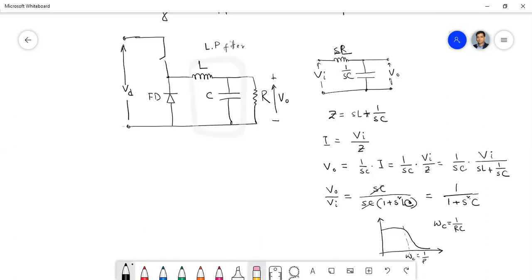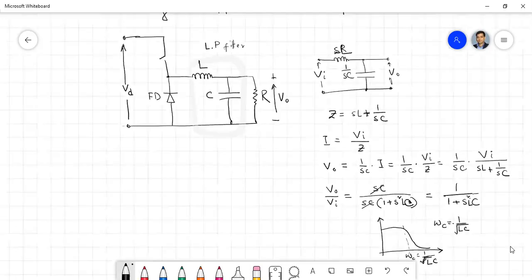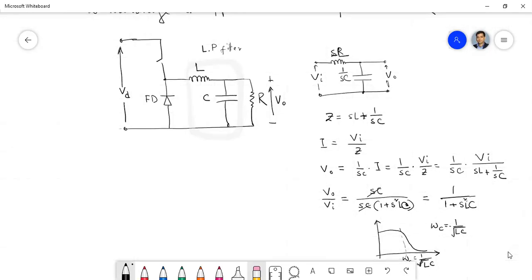And the cutoff frequency will be different. Cutoff frequency will be 1 by root LC. Is it clear? Yes, sir.